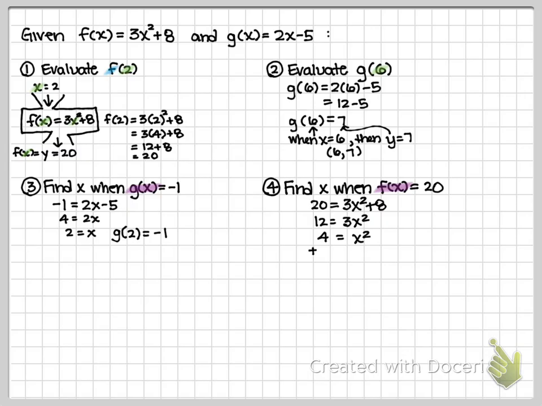So we're going to do plus or minus square root of 4 is equal to square root of x squared. You only need to put the plus or minus on the side that has the number on it, and you don't need it on the right-hand side. So over here, those are going to cancel. This is plus or minus square root of 4 is 2. So x is equal to plus or minus 2.